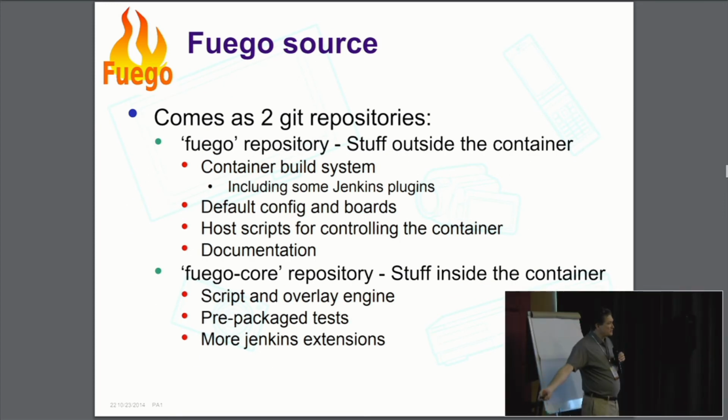Fuego source comes in 2 repositories. Really, one is the stuff that's outside the container for managing installation of Fuego, and has default configure information and default board samples, roughly equivalent to devices in Lava, and documentation. And then the Fuego core repository has the actual core engine and the tests themselves.